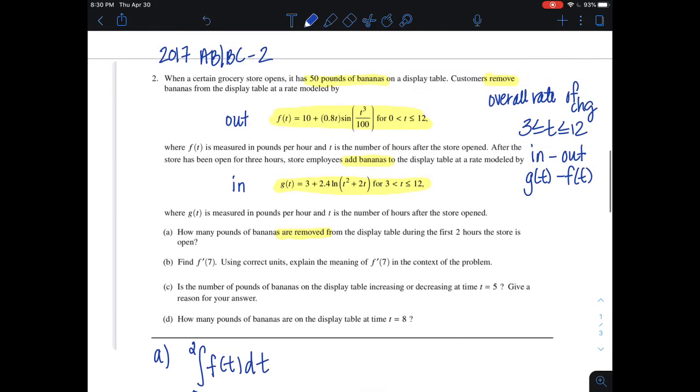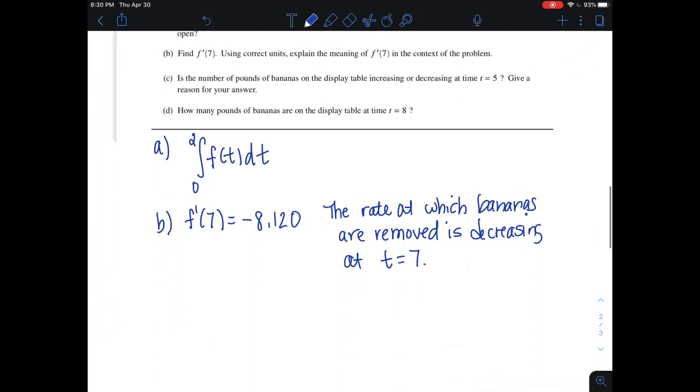Okay, and this should be using correct units, so let's take a look. It's pounds per hour, okay? So it's pounds per hour per hour. Because this is almost kind of like an acceleration in this case, even though we don't have acceleration when it comes to rates, because you're talking about the way that the rate itself is changing. You could also do that as pounds per hour squared.